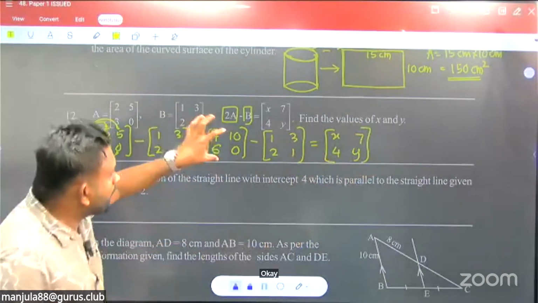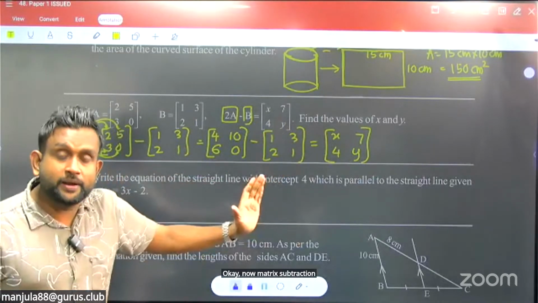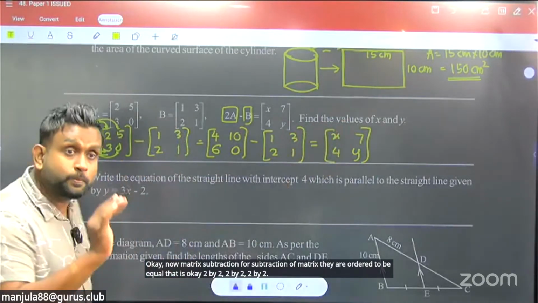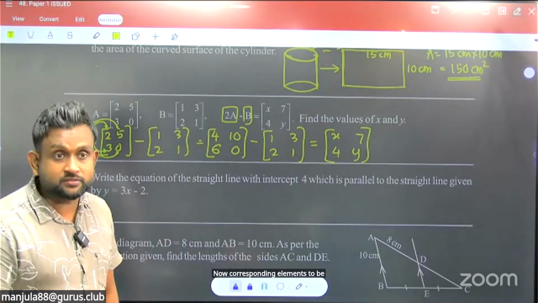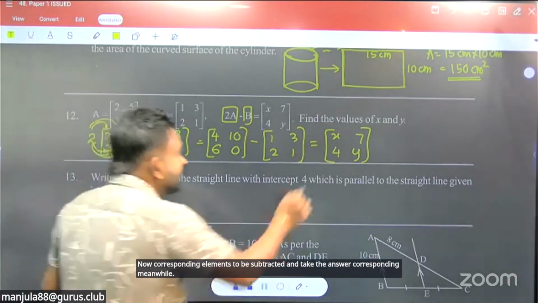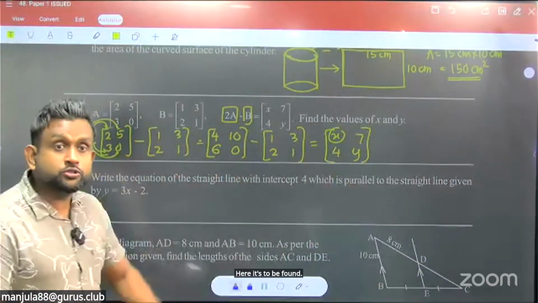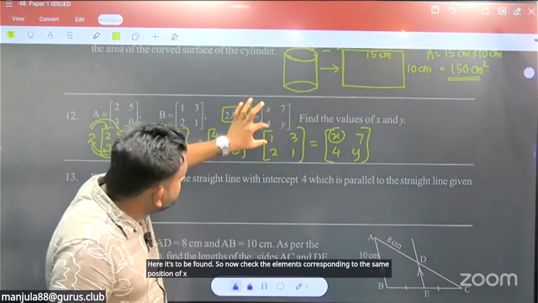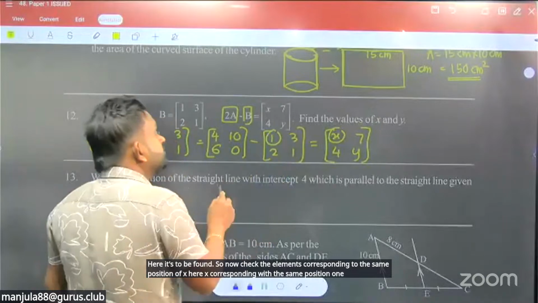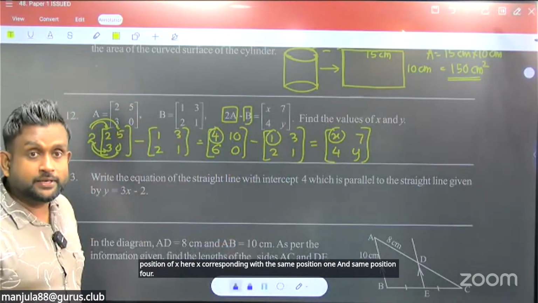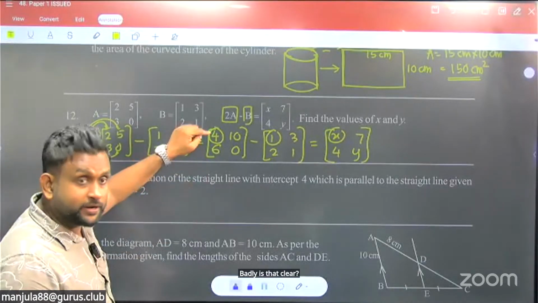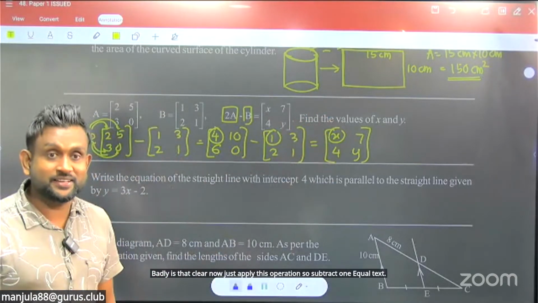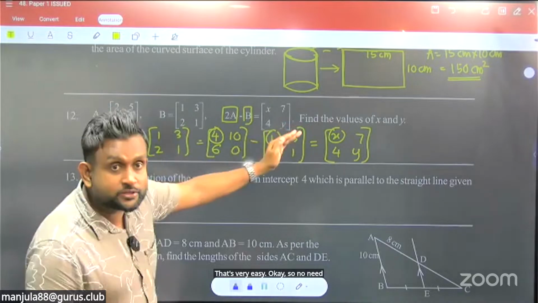Now matrix subtraction. For subtraction of matrices, the orders must be equal. That is okay, 2 by 2, 2 by 2, 2 by 2. Now the corresponding elements are to be subtracted and take the answer. Corresponding means what? Here x is to be found. So now check the elements in the same position as x. Here x corresponds to 4 and 1 in the same position. Is that clear? Now just apply this operation. 4 subtract 1 equals x. Right, that's very easy.